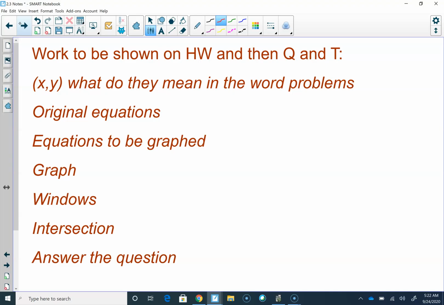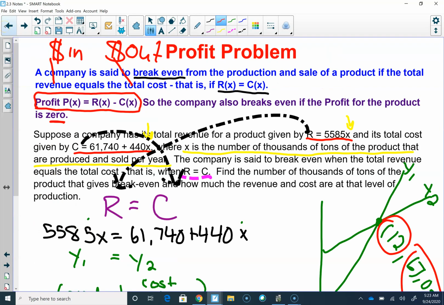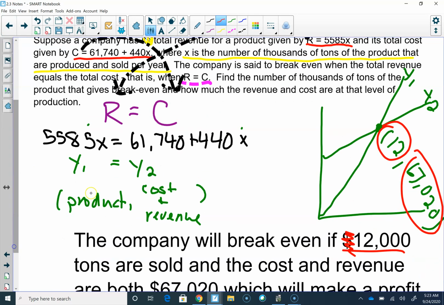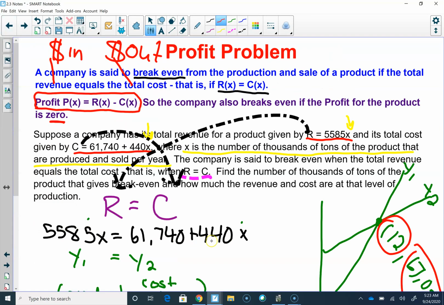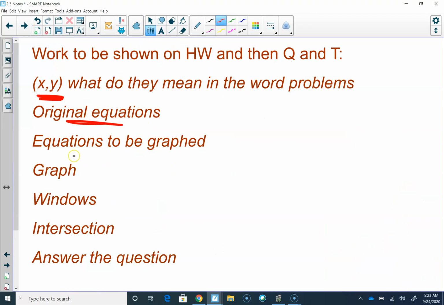Okay, work to be shown on homework and quizzes and tests. So you want to have what the X and Y mean, like we did right here. You want the original equations. So looking back at this one here, I have the original equations here and what the relationship to each other is. You want to have your equations to be graphed. So that's going to come up in the next problem where we actually have a different equation we're graphing. We want the graph, we want the windows, the intersection, and then answering the question.